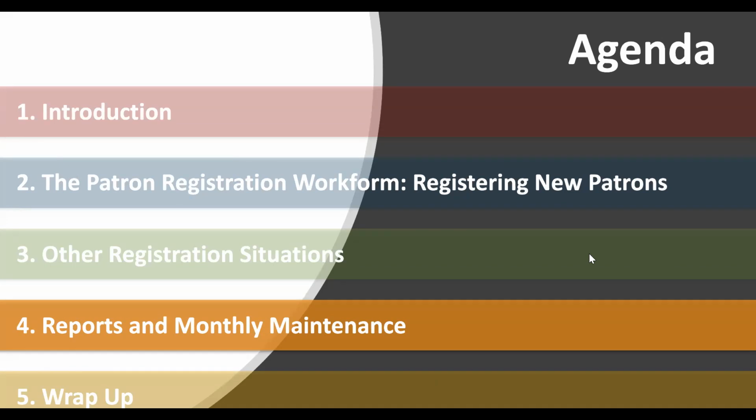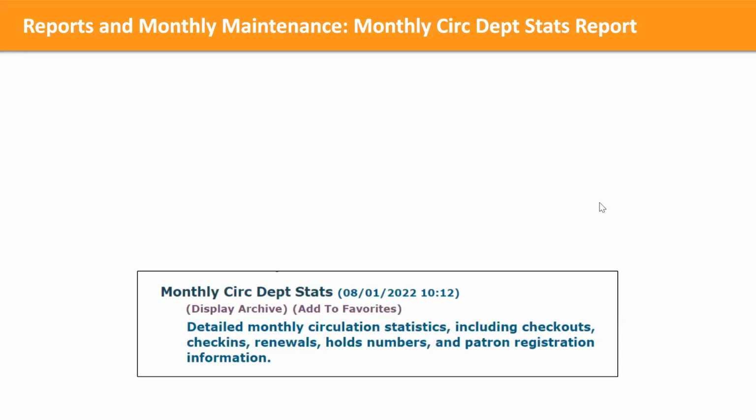So the next thing I want to touch on is how registrations and renewals are counted in a particular web report, and just to review some aspects of patron record maintenance. So the web report we're going to be looking at today is the monthly Circuit Department stats report.